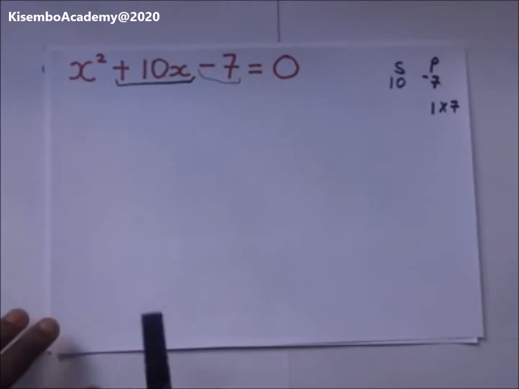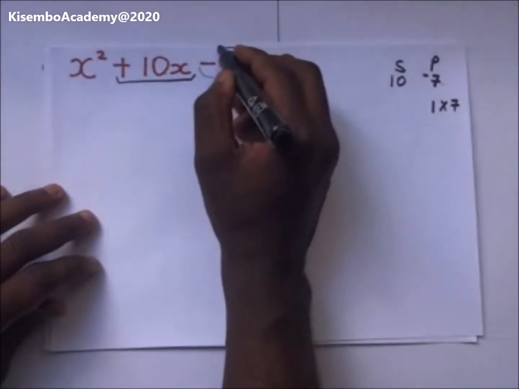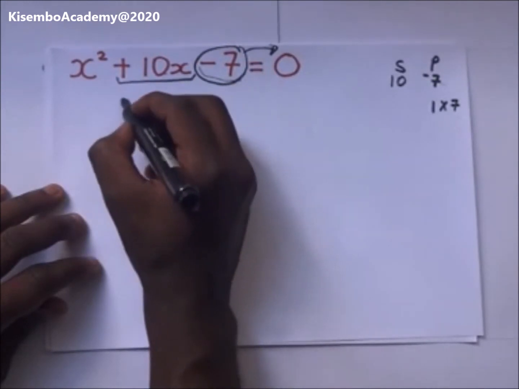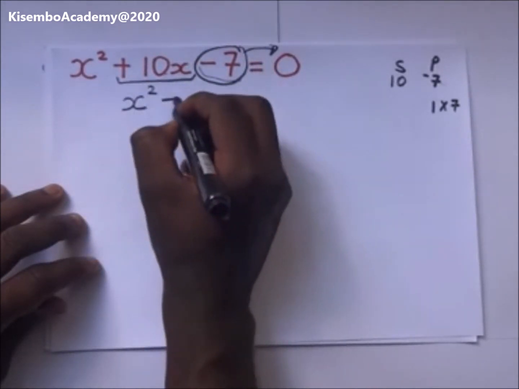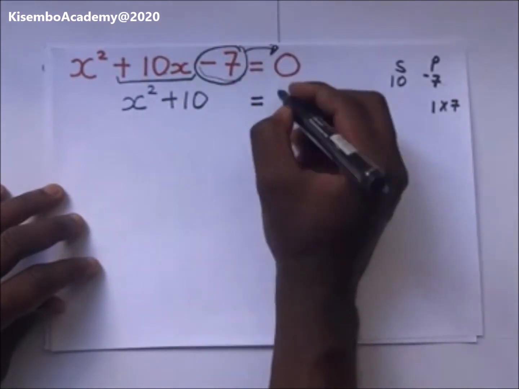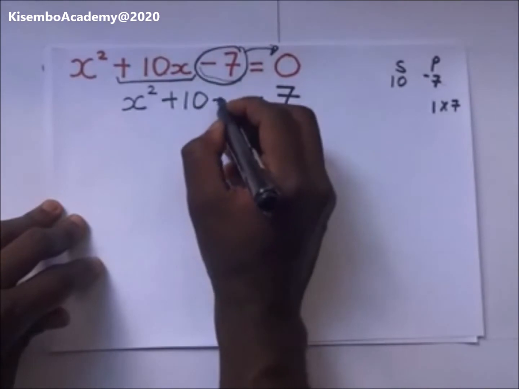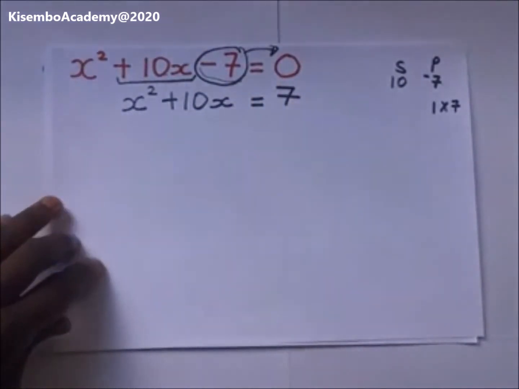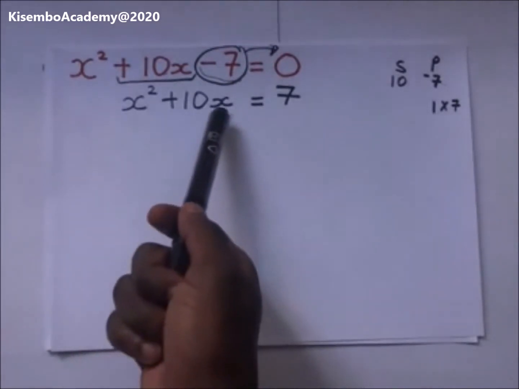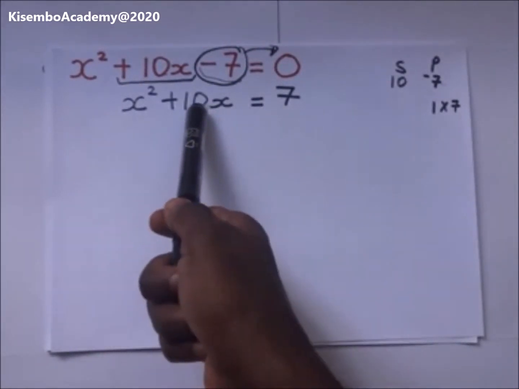So in our working here, our first step is to make this x go that side. So this is going to become x squared plus 10x is going to be equal to, this negative 7 comes this way, it becomes 7. So from that point, this is what we do. We are going to look at the coefficient of x, which is 10. We divide it by 2.